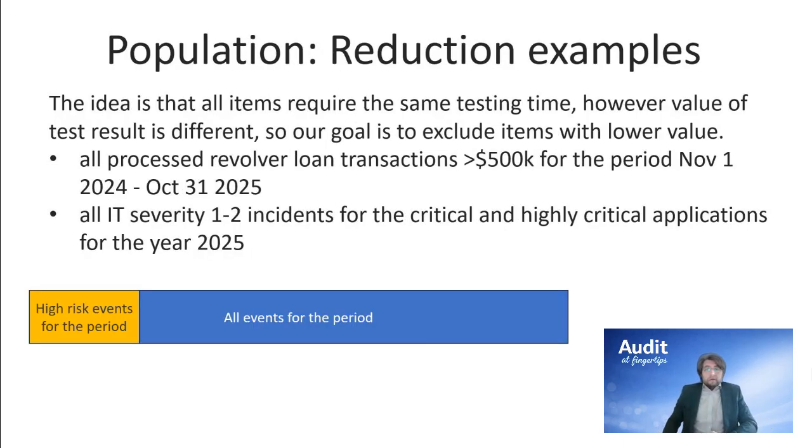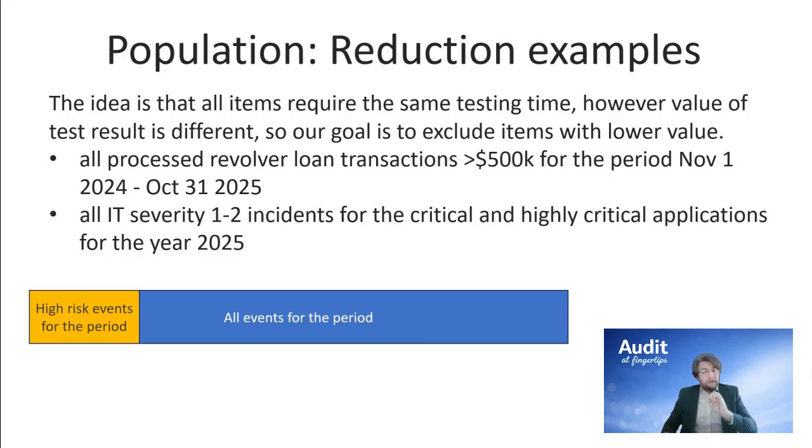Okay, now examples of the reduction. So before that, in the previous slide, we had examples of the populations, just raw populations, vanilla populations. Now you see those populations, but with some additional conditions introduced. For instance, instead of looking across all the transactions, we may look at the revolver loan transactions, each of which is more than $500,000 for the period from November 1st to October 31st, 2024 to 2025, right?